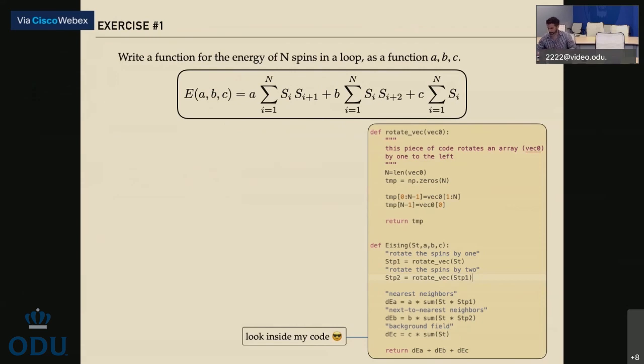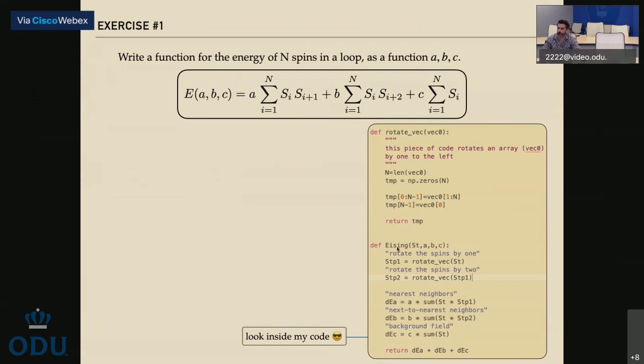Okay, so I gave you some set of exercises that you can start playing with, to get you playing with different spin configurations and trying to obtain what the energy is for different spin configurations. The first thing you should do is write a function that holds for n spins, so it's independent of the number of spins aligned in a loop, that gives me back the energy of the system given some values of A, B, and C.